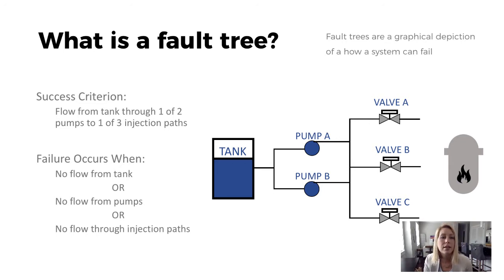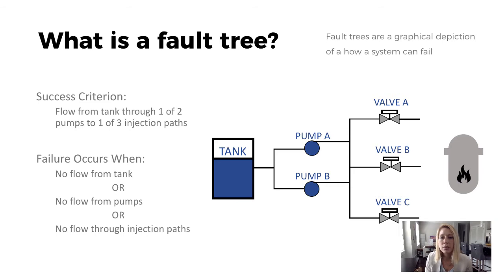So let's look at this basically simple system here. In this case, the goal is to inject feed water into the rapidly heating core. So we have a water tank on the left, 2 pumps in parallel which are pulling water, and then 3 valves also listed in parallel on the right. So the success criterion for this system is for water to flow from the tank to at least one of the 2 pumps, and then to at least one of 3 working valves.